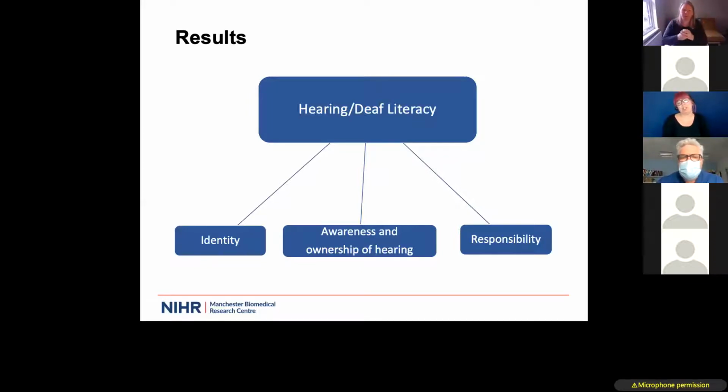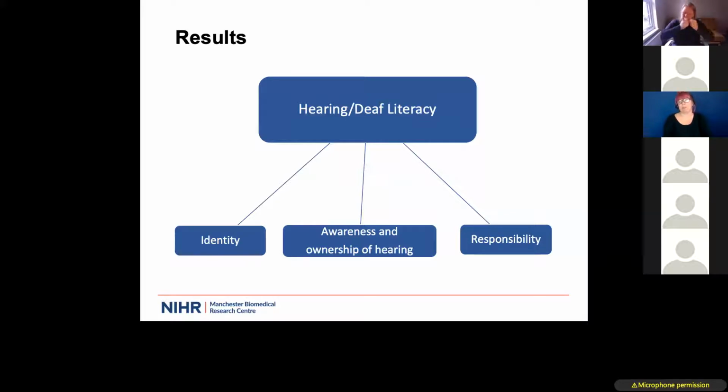There we go, so the results. I identified 4 main, overarching themes, and within those 4 themes there are 3 sub-themes. So it's hearing and deaf literacy. When we're talking about literacy here, we're actually not meaning reading and writing. What I'm referring to is the understanding of other people's worldview, and in this situation from a deaf and hearing perspective. So the first element here is identity.